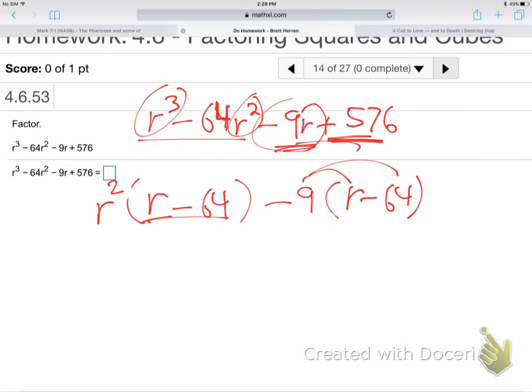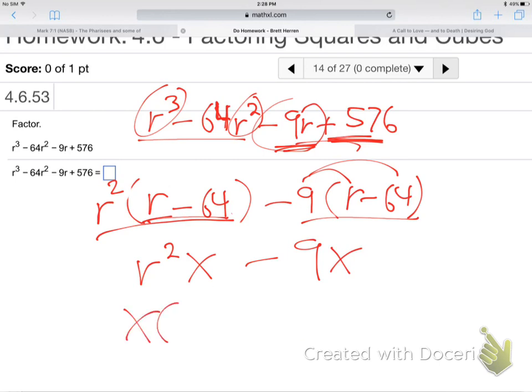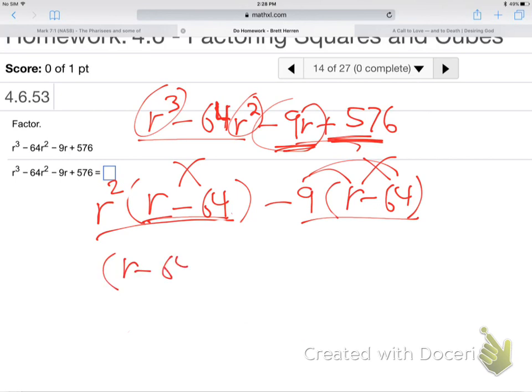So this means you're not done. You have another step. So looking at these two terms is like looking at r squared x minus 9x. What would you do if you had r squared x minus 9x? You would say, well, they both got an x. R squared minus 9, right? Isn't this like a big X and a big X? So it's the same thing. Instead of an X in the front, I'm going to put the parenthesis r minus 64 in the front, because they both got one. Remove it. What's left behind? R squared minus 9.